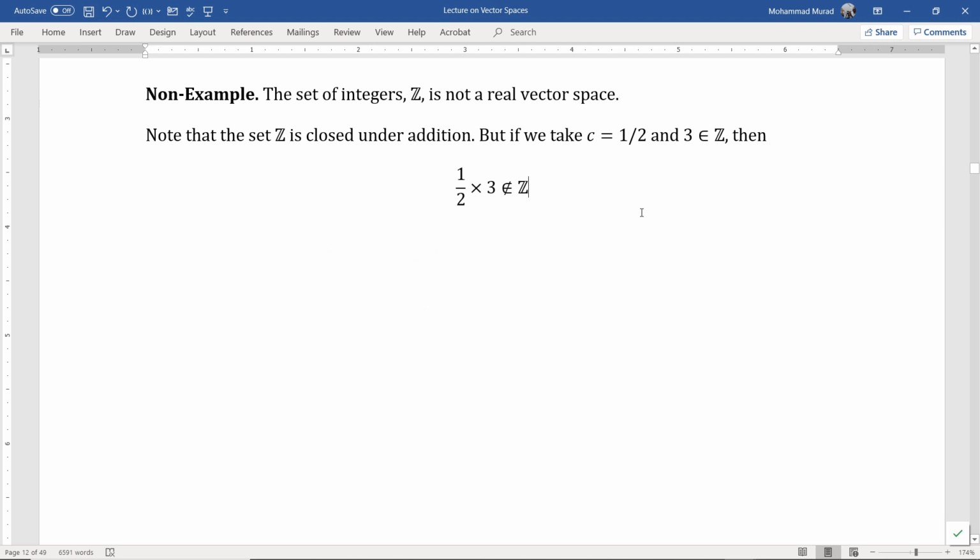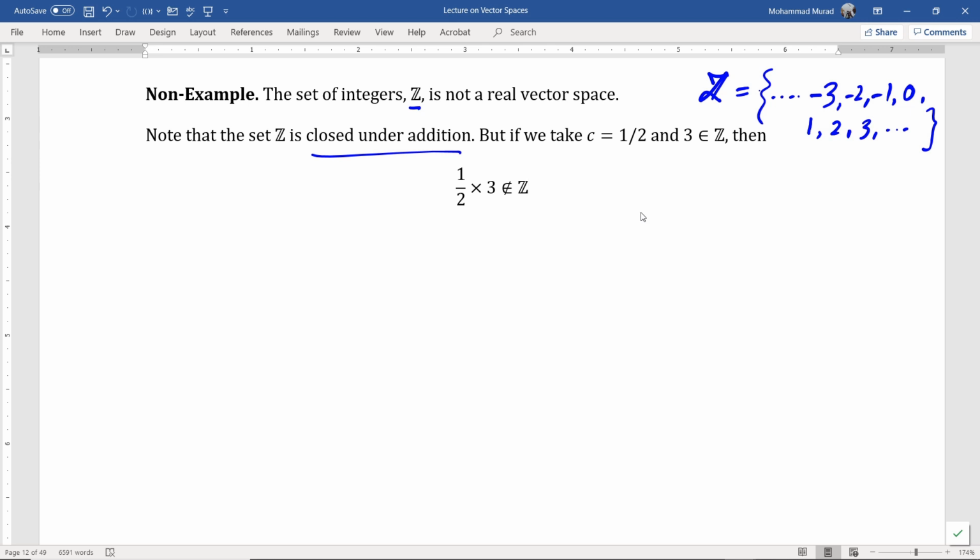Let's see a non-example. The set of integers Z, namely the set of all integers Z, is not a real vector space. Note that the set Z is closed under addition. If we take two integers from the set Z, the sum is also in the set Z.